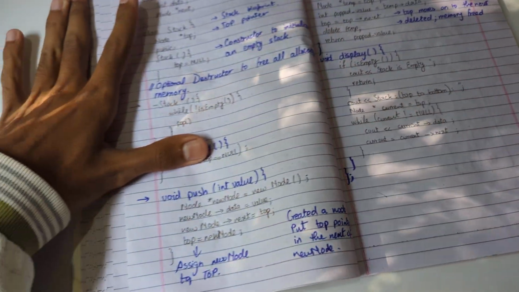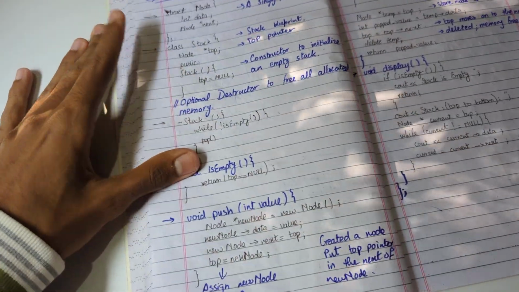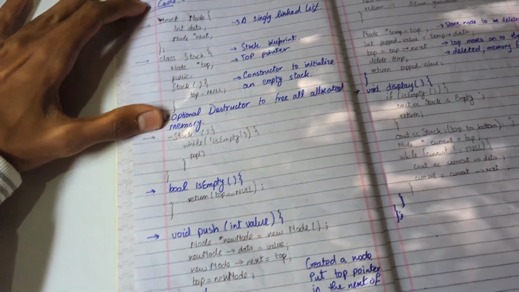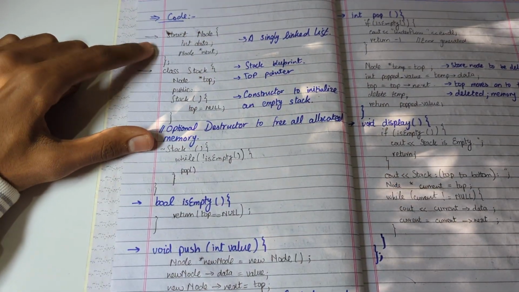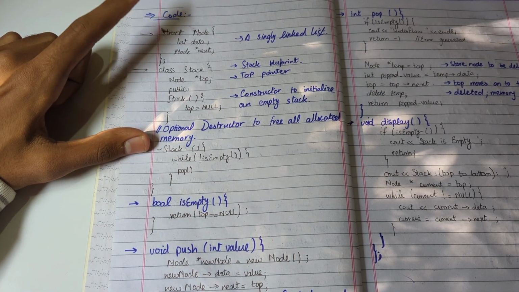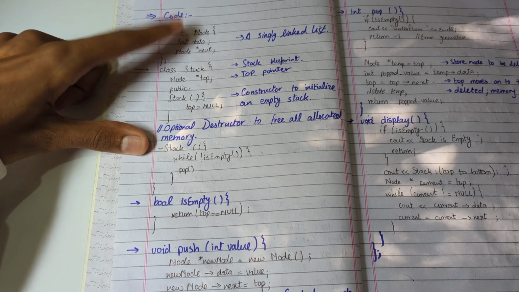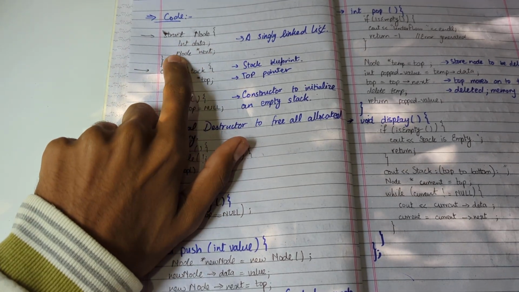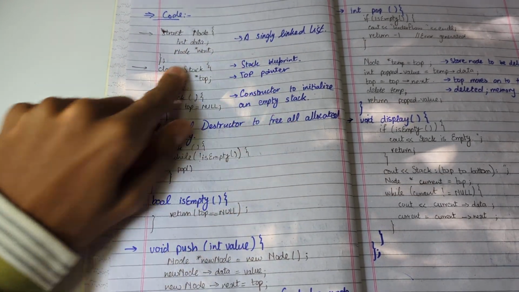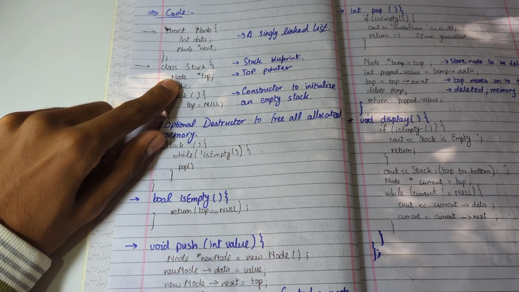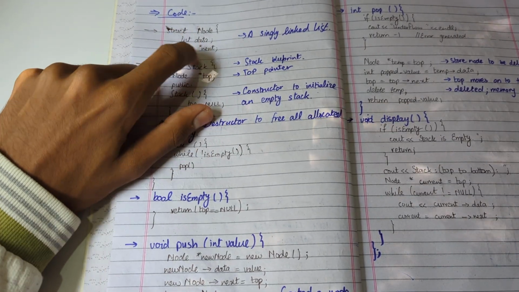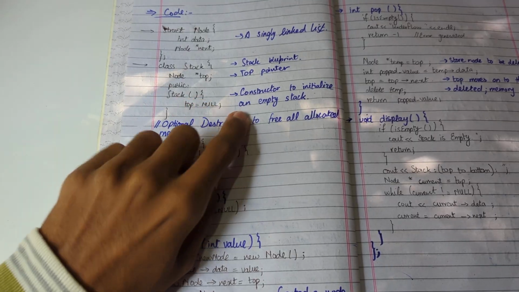So if we look at the code of this, we define a struct or a class called node, which is going to have an int for the data part, and then the next pointer. It's a singly linked list. Next, we have a class called stack, which is going to contain all of these nodes. The stack blueprint has a node top pointer.